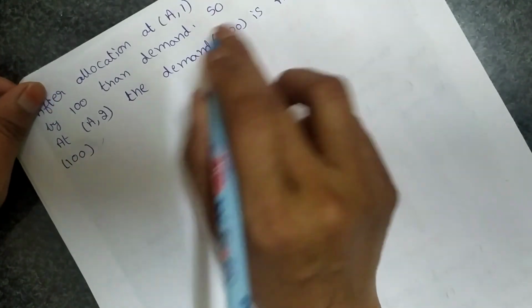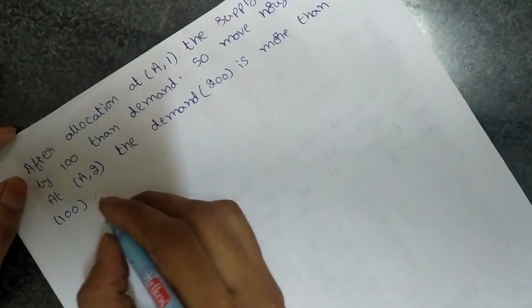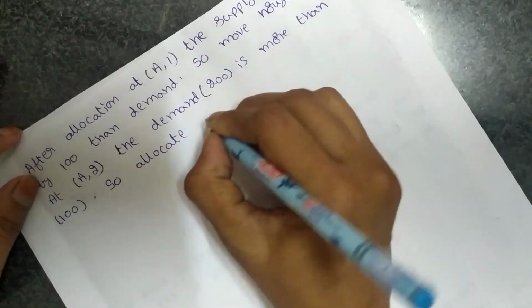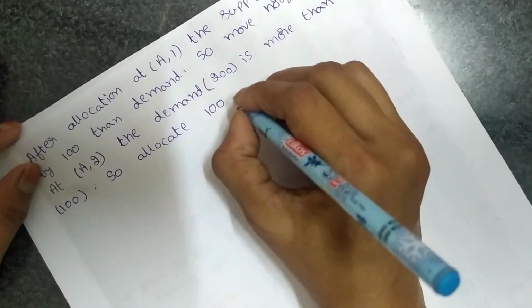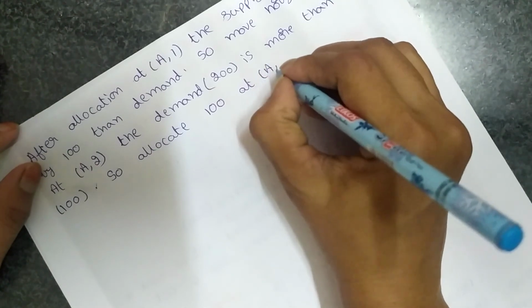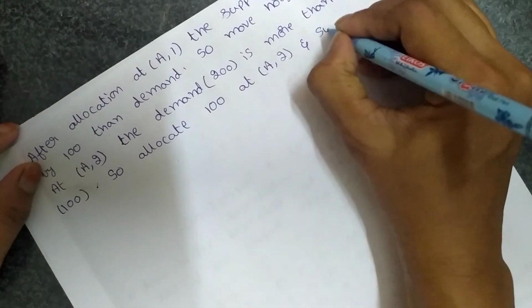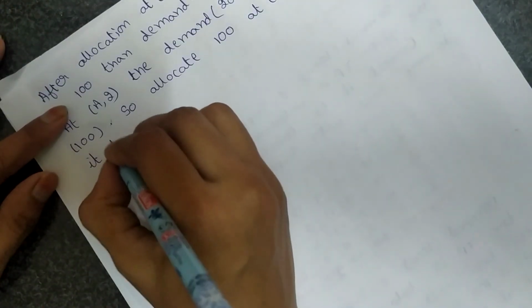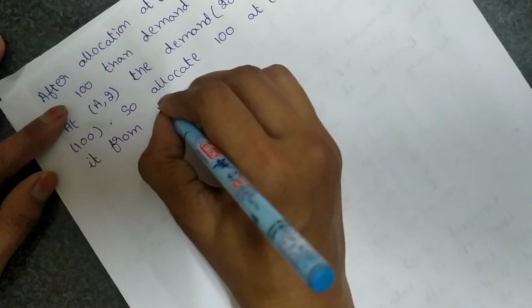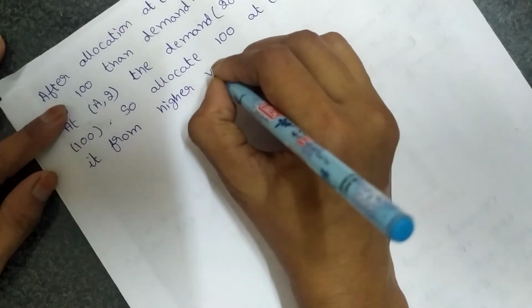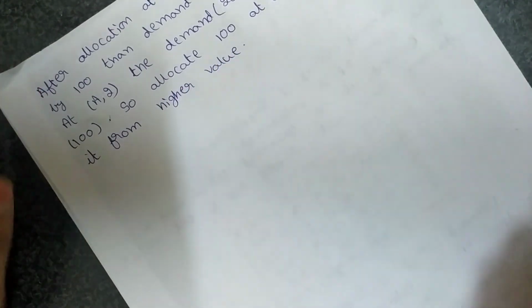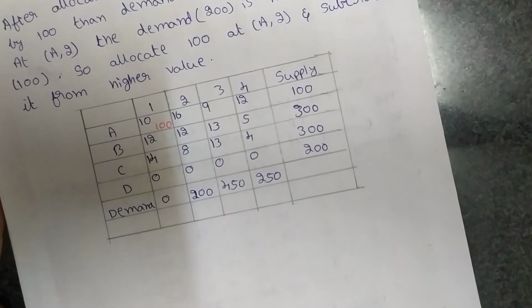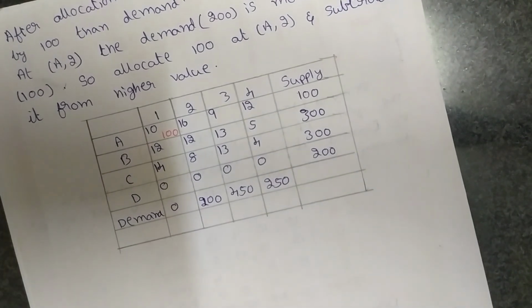So what we need to do? Minimum value has to be allocated. That means 100 has to be allocated. So allocate 100 at A comma 2 and subtract it from the higher value. Subtract it from the higher value. Okay, then with this iteration we will get the new transportation matrix. Okay, this is a new transportation matrix after iteration.